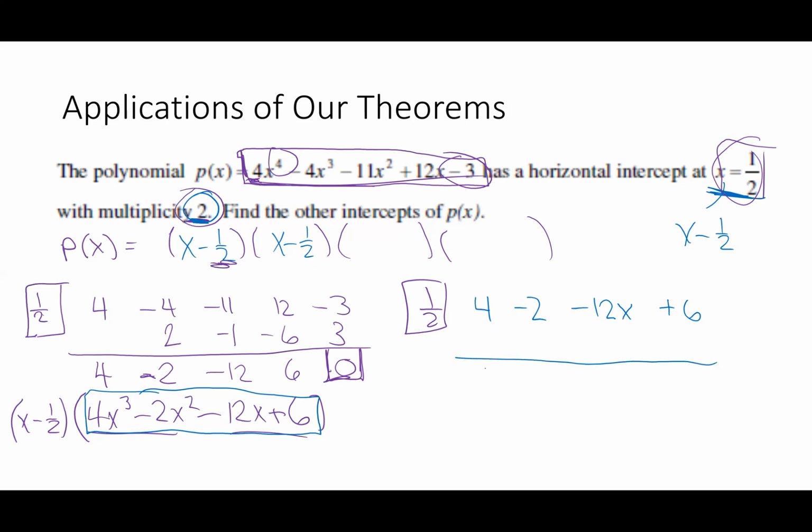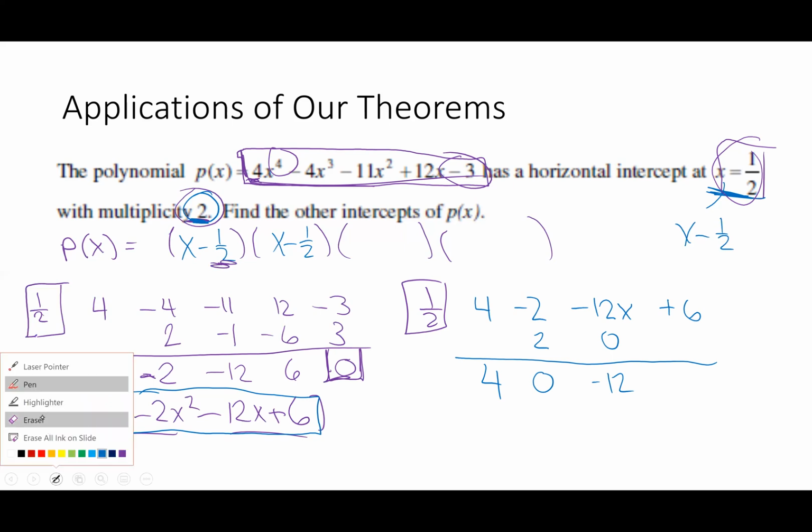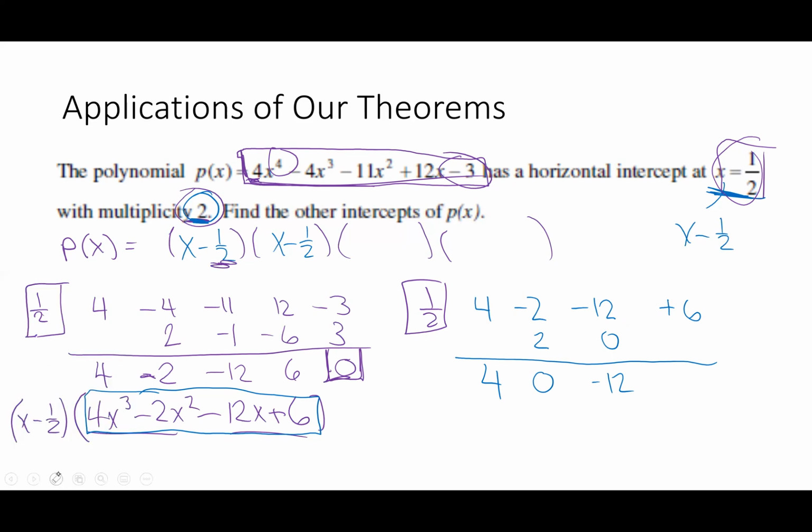All right, so now I drag the 4 down. 4 times 1/2 is 2. That's a 0. I guess that's nice. 0 times 1/2 is 0. I get -12, and I put an x in there for whatever reason. That was silly. -12 times 1/2, that's a -6, and I get 0. That's tremendous. So now what I have is x minus 1/2, x minus 1/2, and then the remaining 2 factors are going to be 4x squared minus 12.